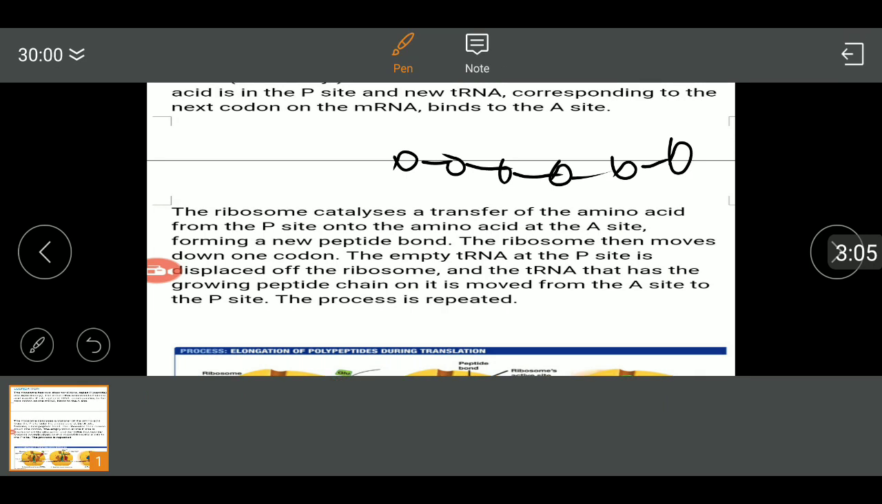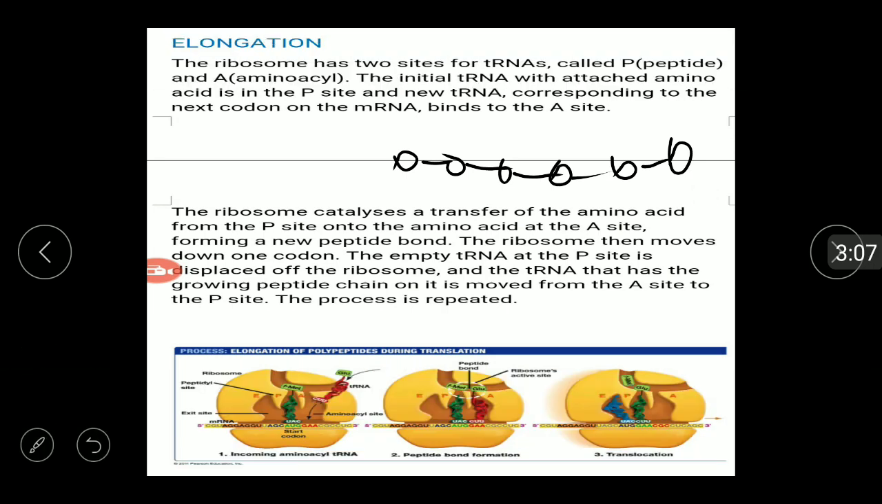When the stop codon occurs, there will be no further chain; it forms a chain just like this. If a stop codon such as UGA comes, then termination of the translation process occurs.